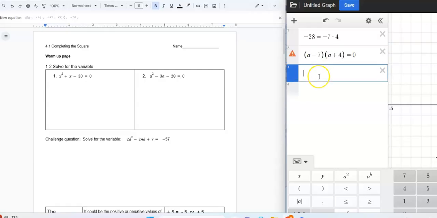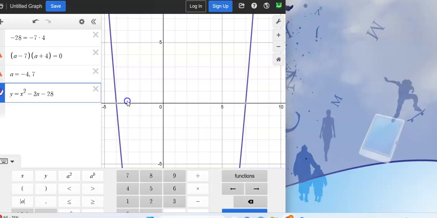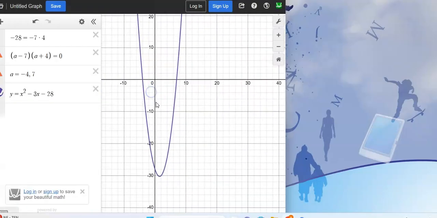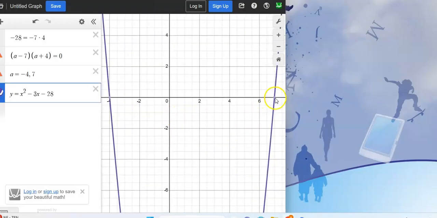And so that means you would get two answers. You get the answer of negative 4 and 7 as the possible values of a. That is one way to do it. The other way would be to change the variable to an x like this. And then you would notice that when you do this, it makes a parabola, like so. And the two x-intercepts from the parabola are 7 and negative 4. And notice those are the exact same answers I got.